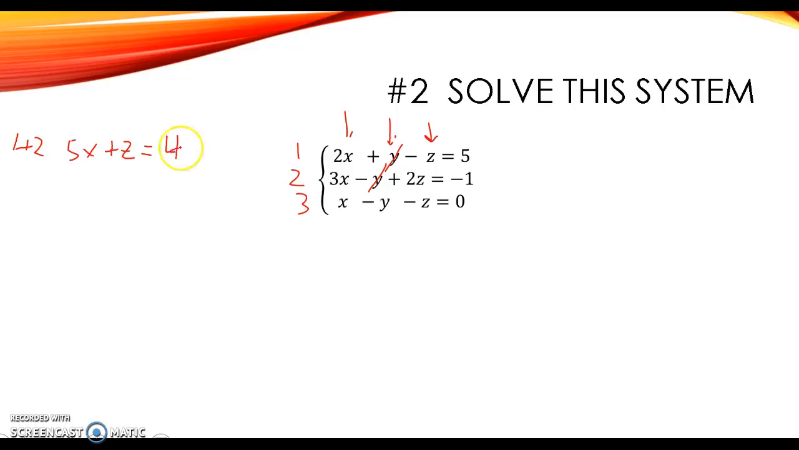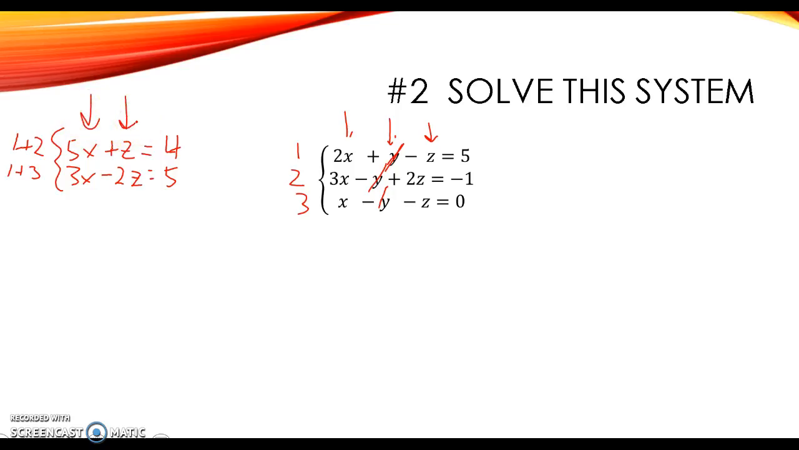Then I am going to use equation 1 and equation 3 and add those two equations together. So I'll have 2x plus x is 3x. And then y plus negative y, they're eliminated. A negative z and a negative z is a negative 2z. And then 5 plus 0 is 5. Now I have two equations with two variables. And now I'd have to figure out, is it going to be easiest to eliminate the x's or the z's?